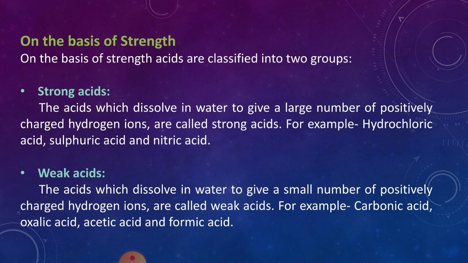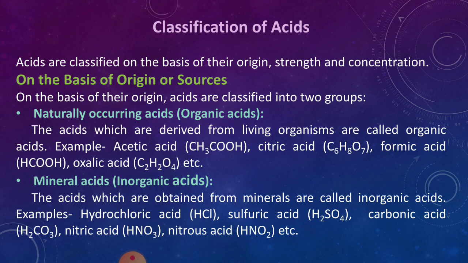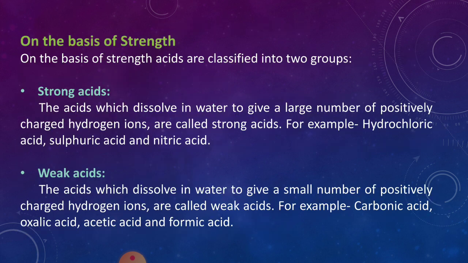One thing I want to tell you is that strong acids are mineral acids. You can see the examples of mineral acids: HCl, H2SO4, etc. So here, almost all mineral acids are strong acids, and weak acids are organic acids. Organic acids generally are produced inside the body of living organisms, so they are weak acids.